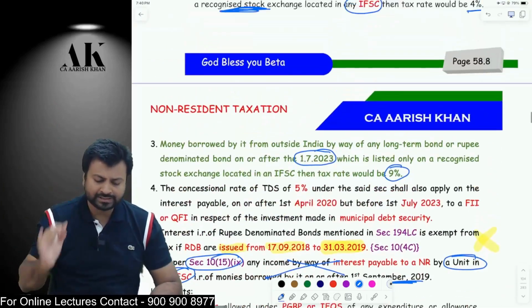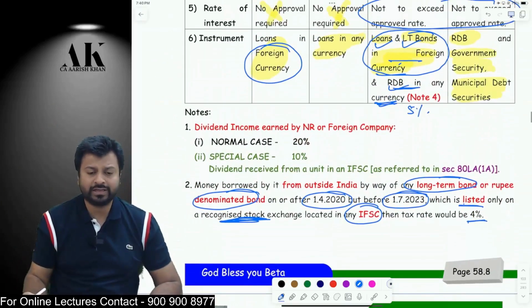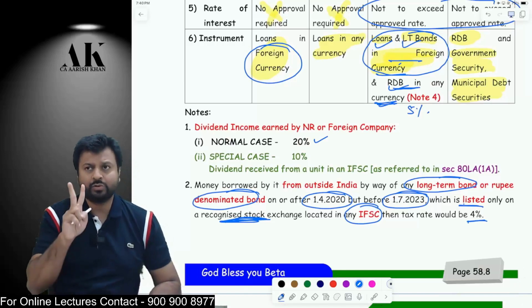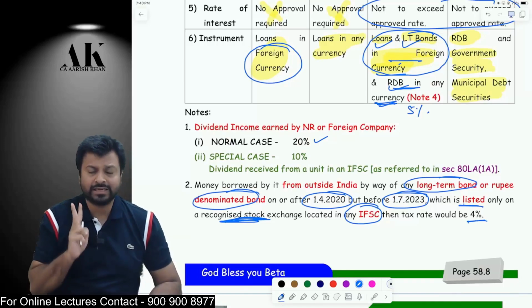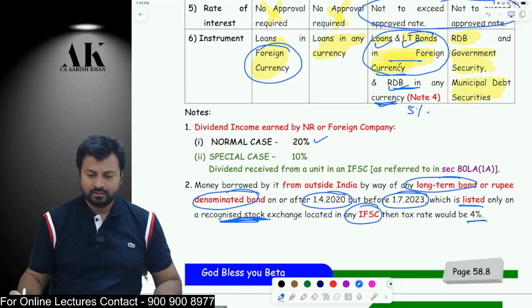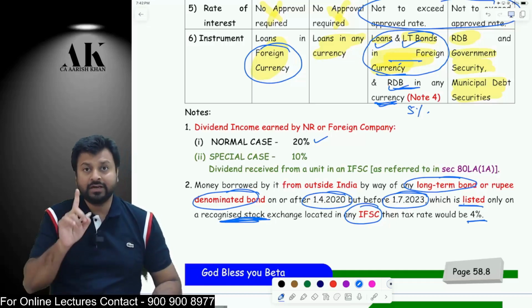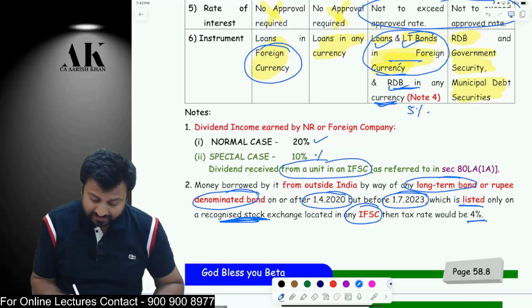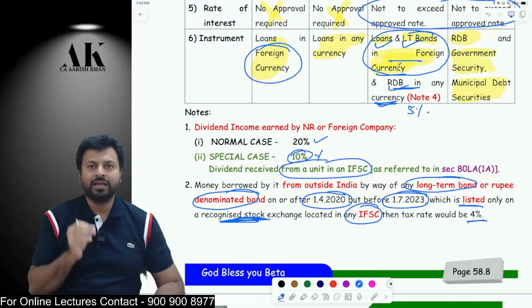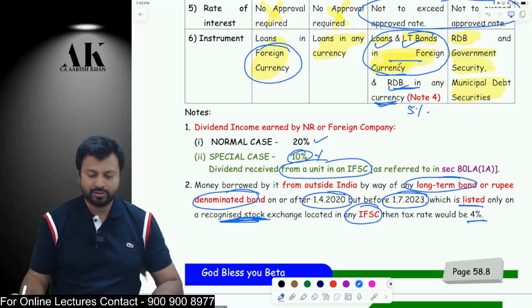And one last thing, what is the tax rate of dividend income over here? In normal cases, it is 20%. What is a special case? If the dividend is received from a unit of an IFSC, then it is subject to only 10%. This is an amendment made by Finance Act 2023. So remember, if a non-resident or foreign company earns dividend, generally it is taxable at 20%. But if it is received from a unit of IFSC, then it will be taxable only at 10%.